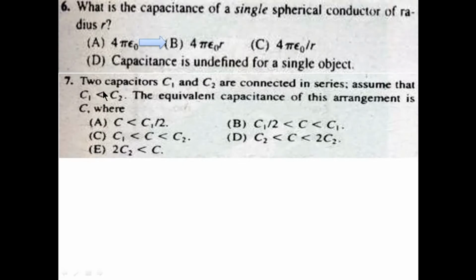Next MCQ: two capacitors C1 and C2 are connected in series. Assume that C1 is less than C2. The equivalent capacitance of this arrangement is C. Option A is C less than C1 by 2, or C1 by 2 is less than C is less than C1, or C1 is less than C is less than C2, or C2 is less than C is less than 2 C2, or 2 C2 is less than C.